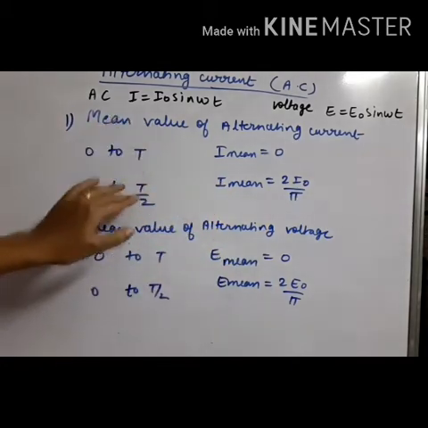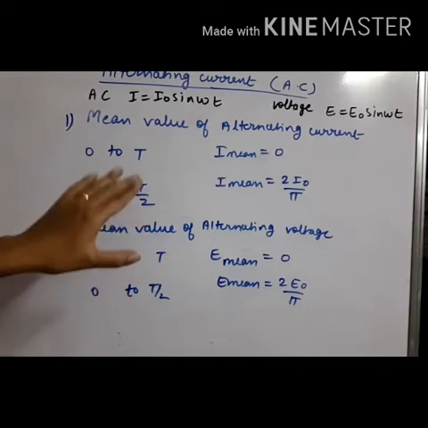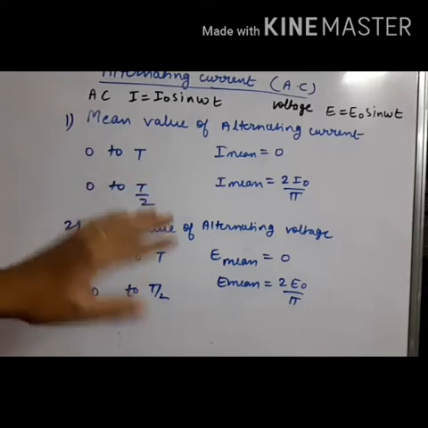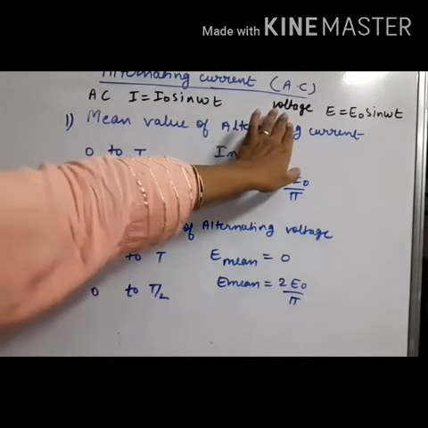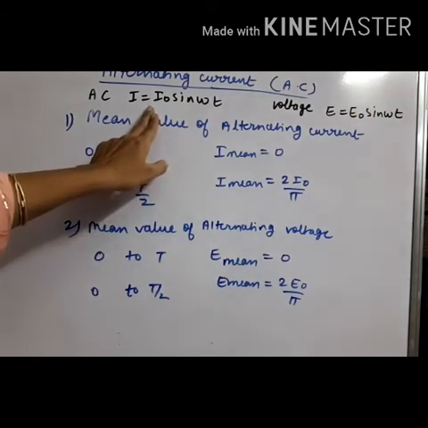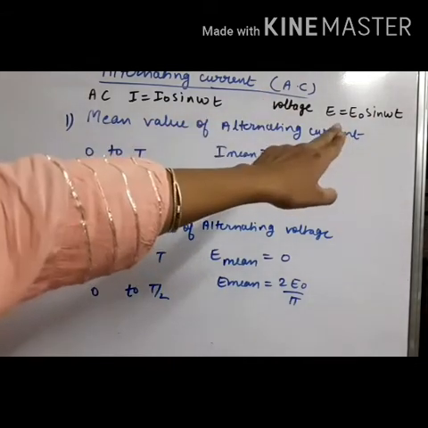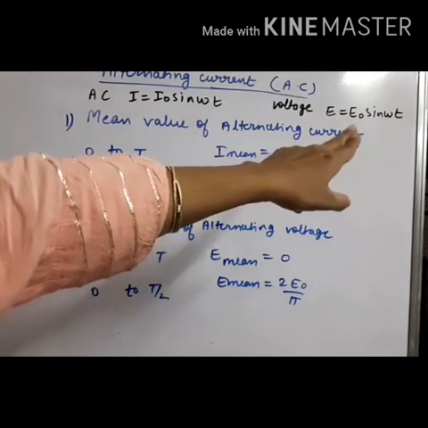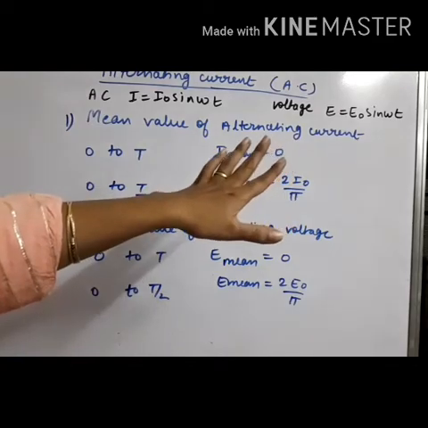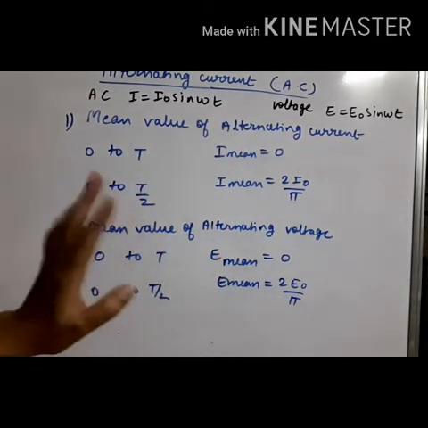Now in the same manner, like we prepared the current equations and current mean values, if we have to solve for alternating voltage, the alternating voltage equation we can take as E equal to E0 sin omega t. Like the current equation I equal to I0 sin omega t, in the same manner the voltage equation is E equal to E0 sin omega t. We can select cos also or sin also. Just now we are selecting sin and solving all the answers.